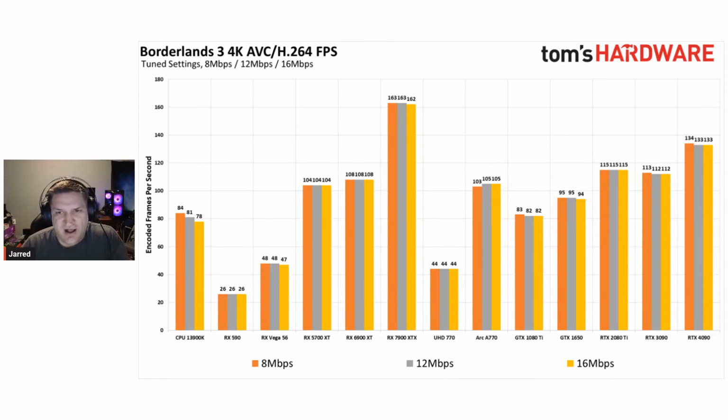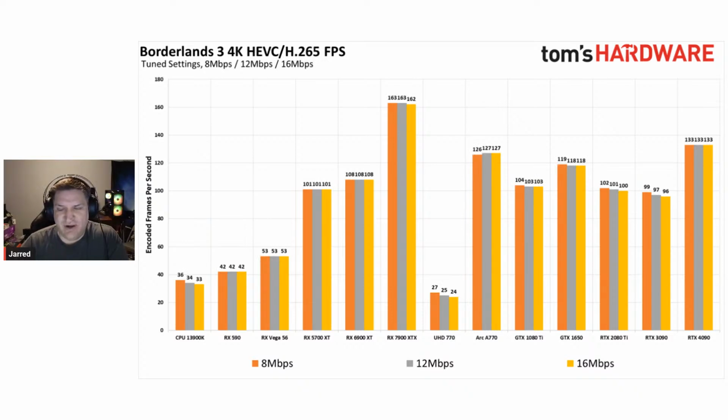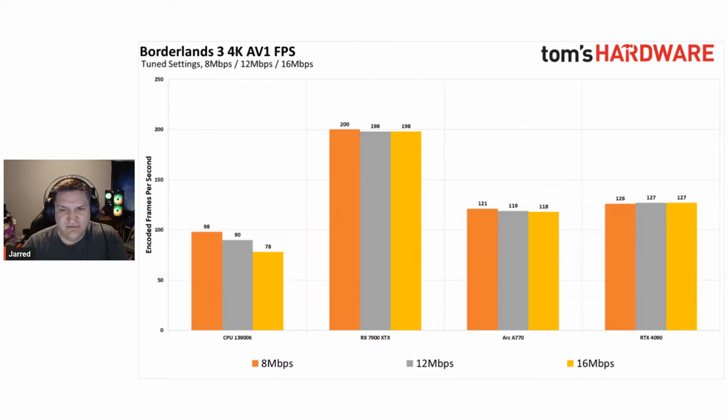So modern codec, I think it's more heavily threaded or threadable. So their performance with H.264 and AV1 improved or stayed the same. But HEVC was quite demanding on the CPU. And then finally, the AV1. So AV1, AMD ripped through it at 4K at 200 frames per second.